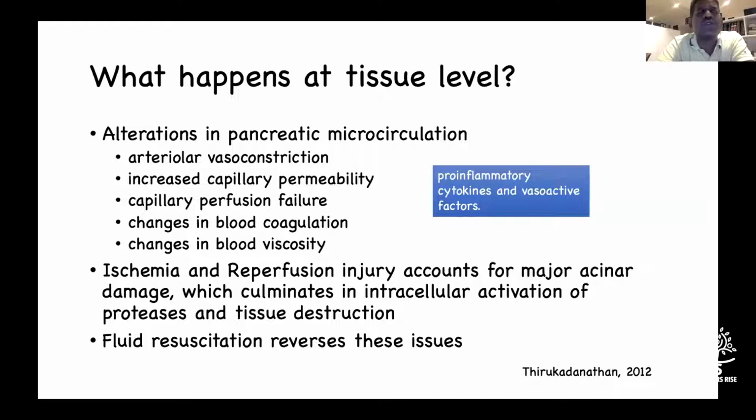These are things which we don't see in clinical practice, but they lead to pro-inflammatory cytokines and vasoactive factors being released into the blood circulation. What then follows is an ischemia-reperfusion type of injury, like what you see in transplantation, which accounts for major acinar cell damage. This culminates in intracellular activation of proteases and leads to tissue destruction. If you look at Thirukaranathan's review in 2012, there is a chief mention of all these mechanisms, but fluid resuscitation in acute pancreatitis pretty much reverses most of the pathophysiological issues discussed here.